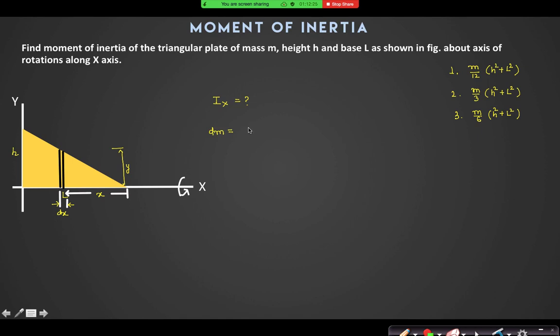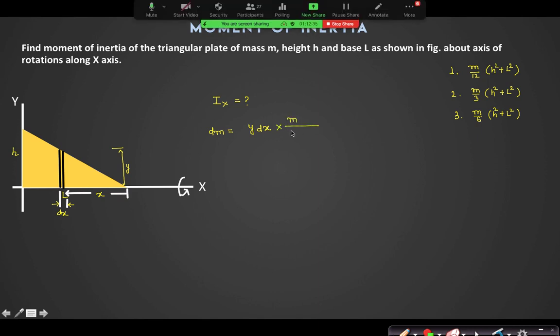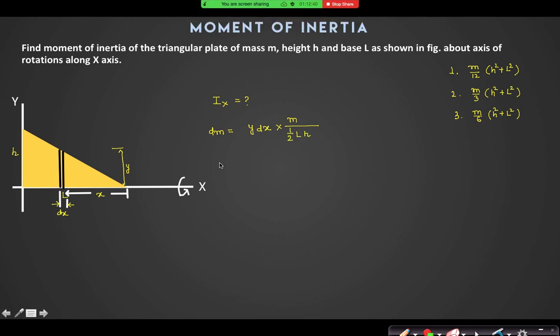What is the area of that rod? y into dx, or not? Into mass per unit area, that is 2m by L into H. Have I got it correct? Yes or no?